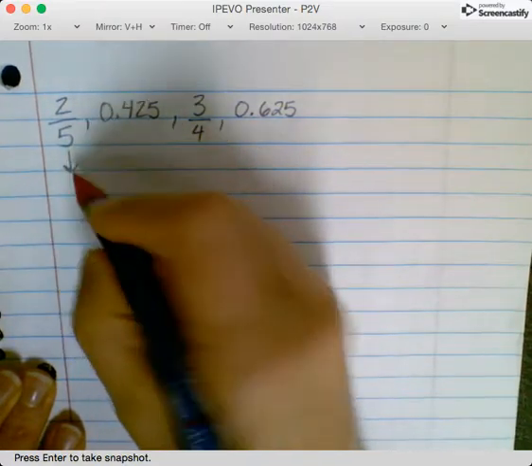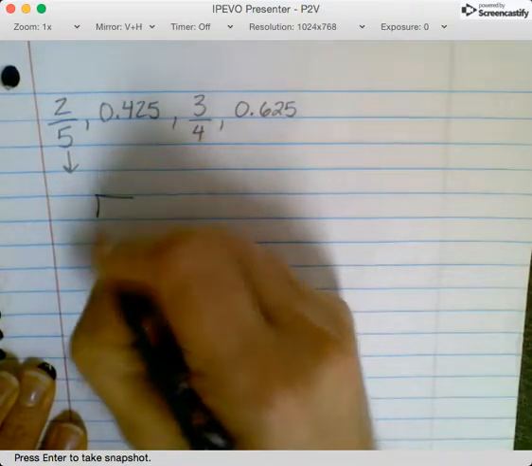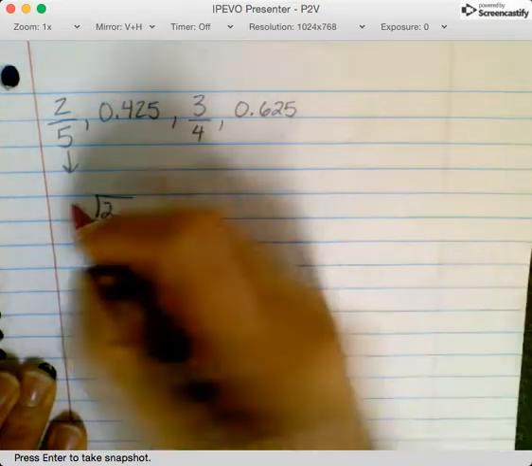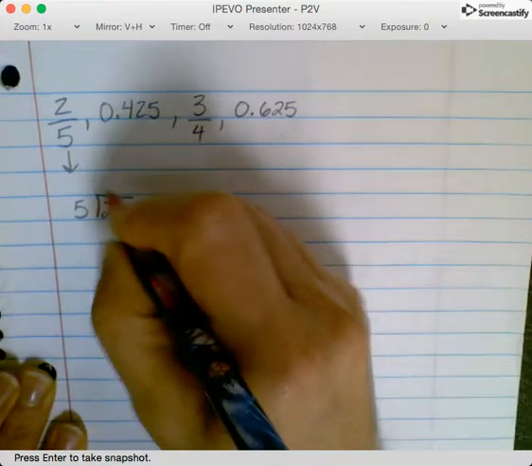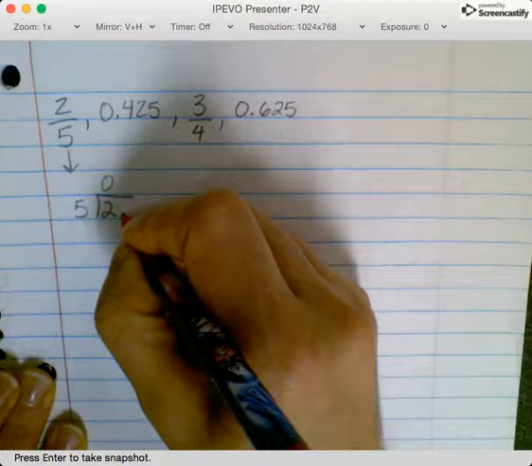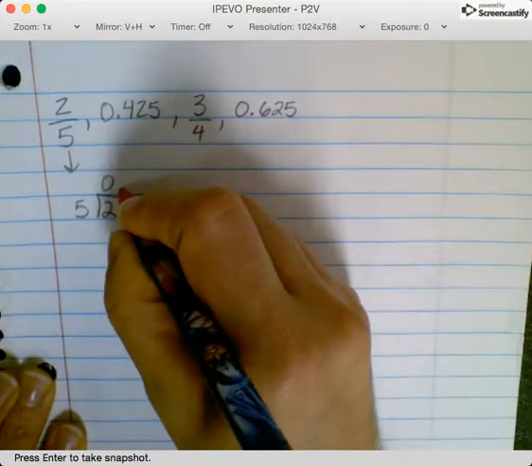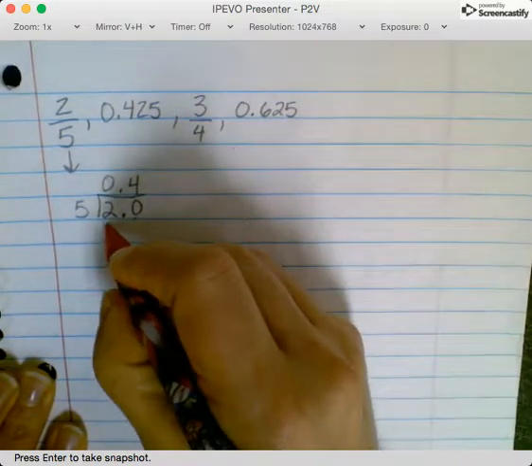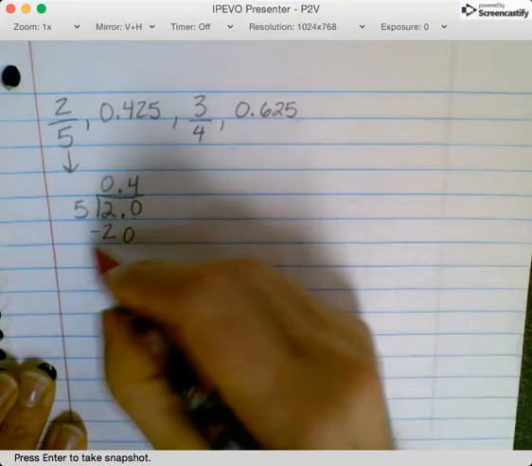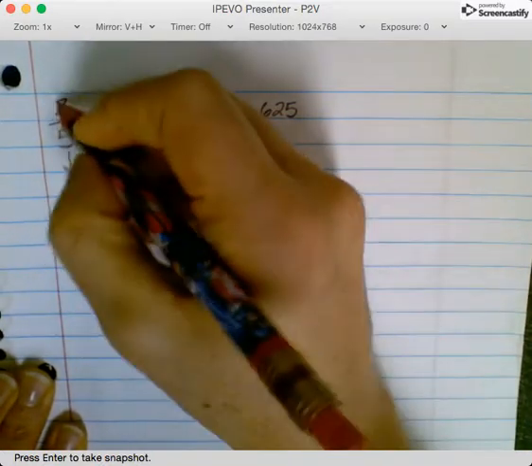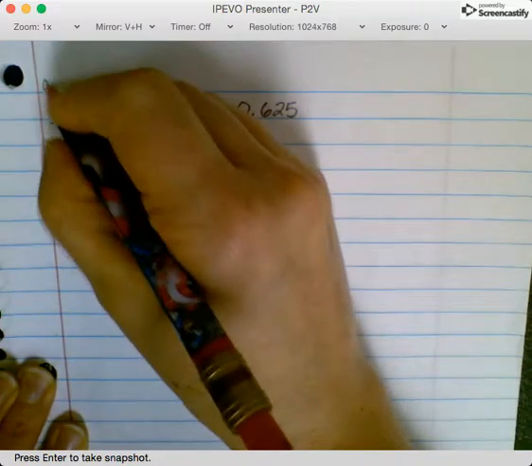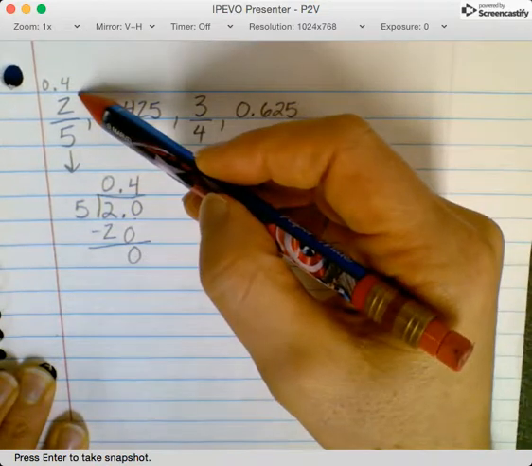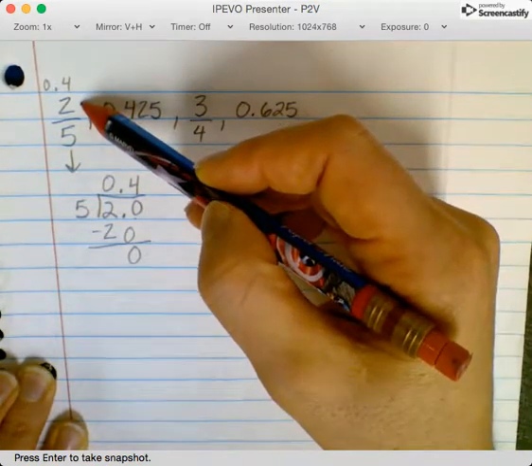So I'm going to take my 2/5, and remember to change 2/5 from a fraction into a decimal, I would put my 2 on the inside of the division box and my 5 on the outside. And 5 will not go into 2, so I'll put a decimal. And it will go into 20, which is 4 times. 5 times 4 is 20. I subtract and get 0. So my 2/5 is actually the same thing as 4/10. And I would just write the number right above my other number just to keep track of what it actually is.